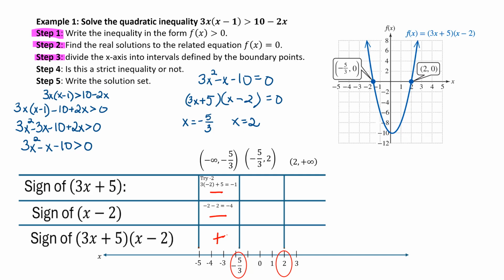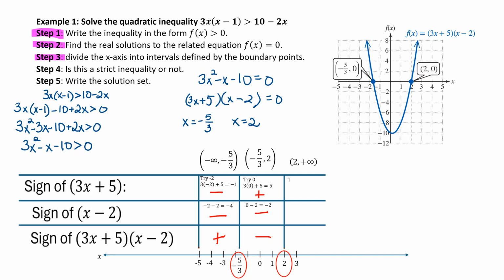Now we're going to look at the interval from negative 5/3 to 2. We're going to try an x value in that range. That could be 0, the easiest one. Plug that into 3x plus 5, and you get 5. So that factor is positive on that interval. Next, the factor x minus 2: if you put 0 in there, you get negative 2. So the factor is negative on that interval. When you multiply the two factors together, positive times negative is going to give you negative. So on that interval, the function is negative.